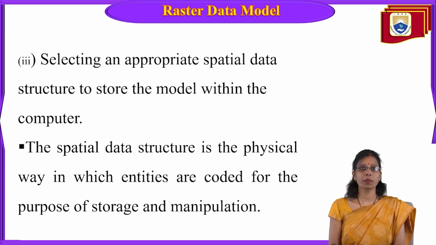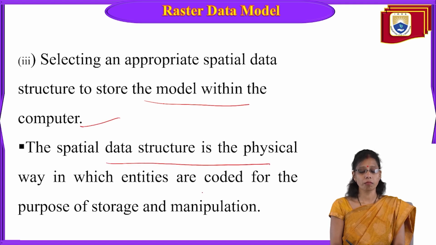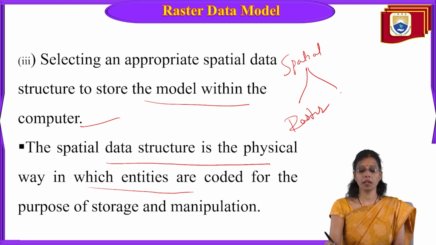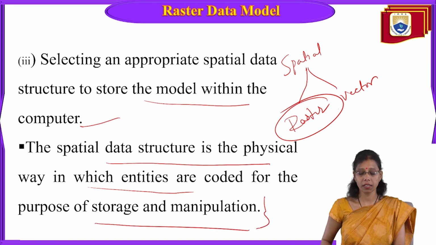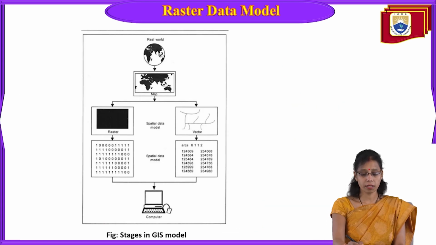Then selecting an appropriate spatial data structure to store the model within the computer. The spatial data structure is the physical way in which the entities are coded for the purpose of storage and manipulation. So what are the spatial data? Spatial data itself is raster and vector. Here we are discussing the raster. Raster data is a spatial data structure, a physical way in which entities are coded for the purpose of storage and manipulation. How we can store and manipulate the data, that we can do. So this is how the data is represented.